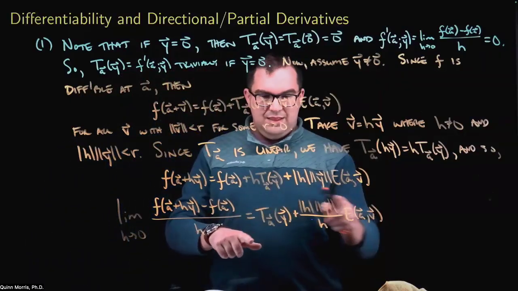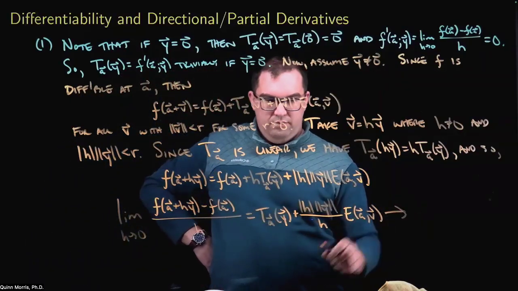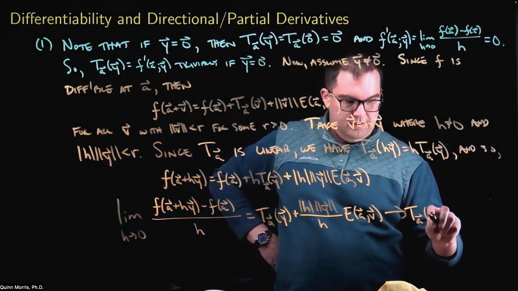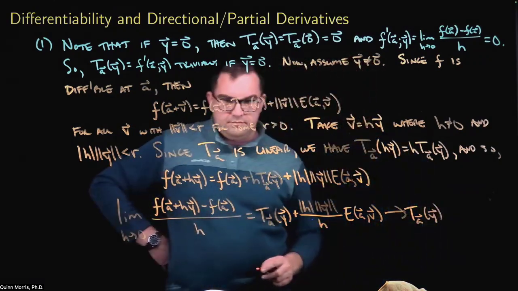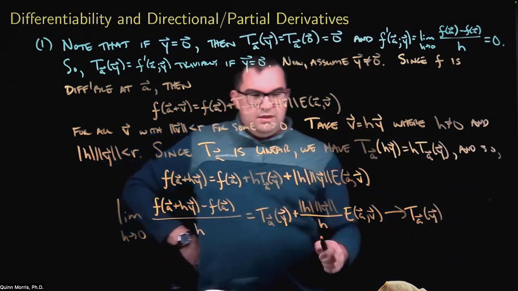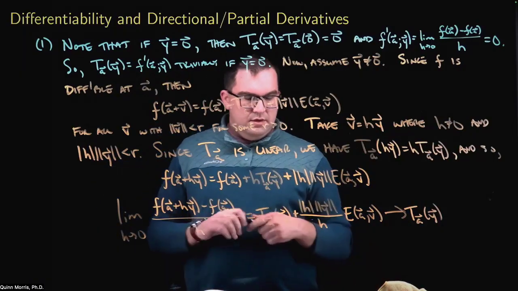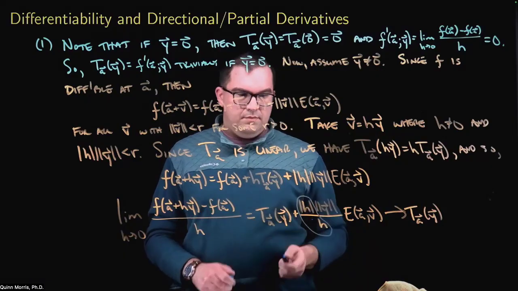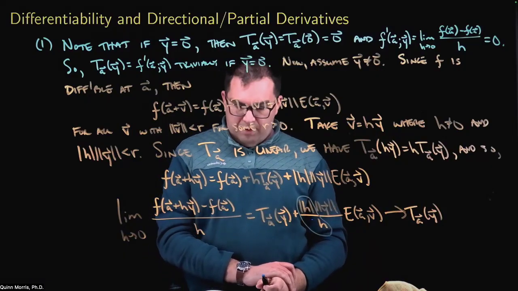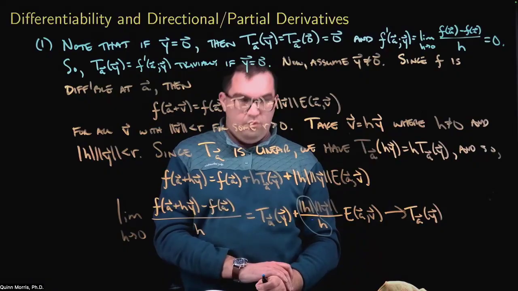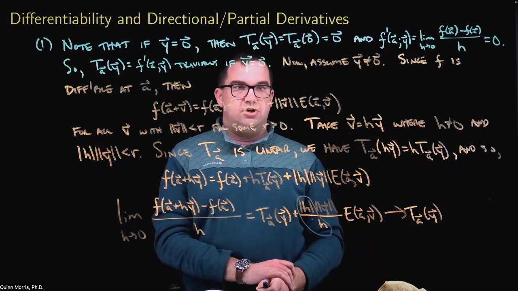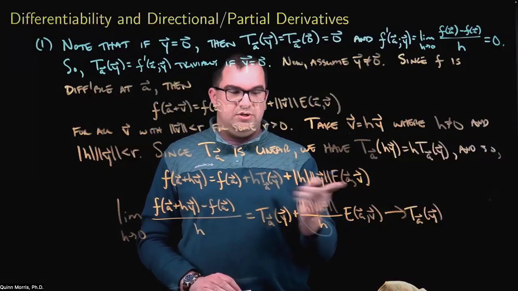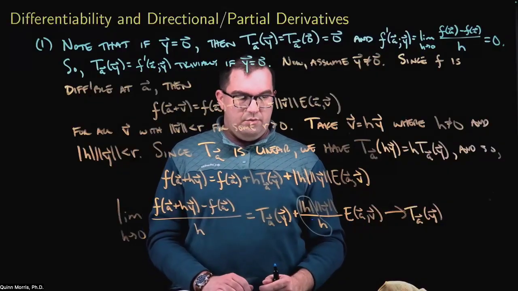Now over here, if I take a limit as H goes to 0, what's going to happen? Well, this doesn't depend on H. So this is just T sub A of Y. Now, if I look at this term over here, it's either going to go to positive or negative 1, depending on which side it's approaching 0 from.